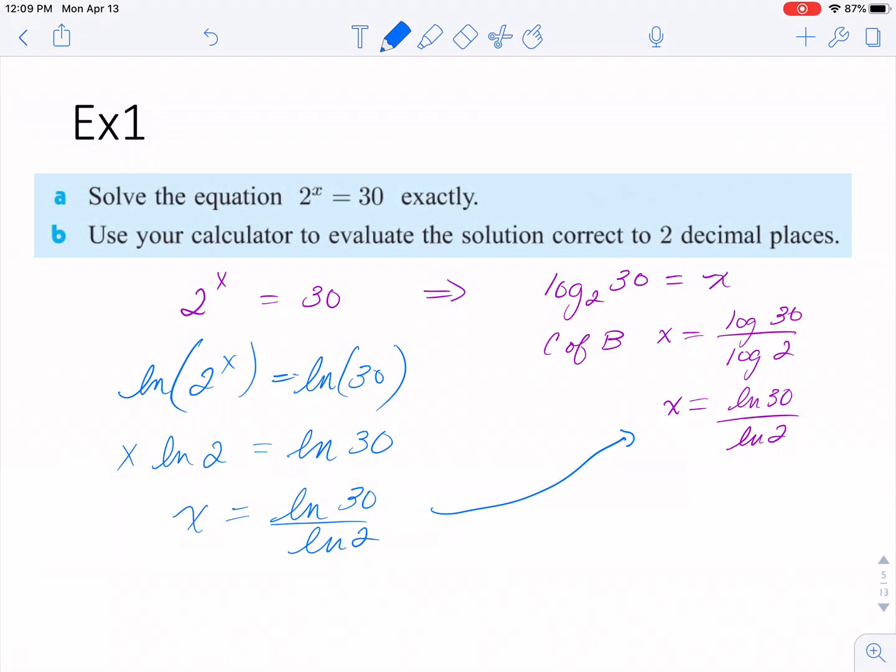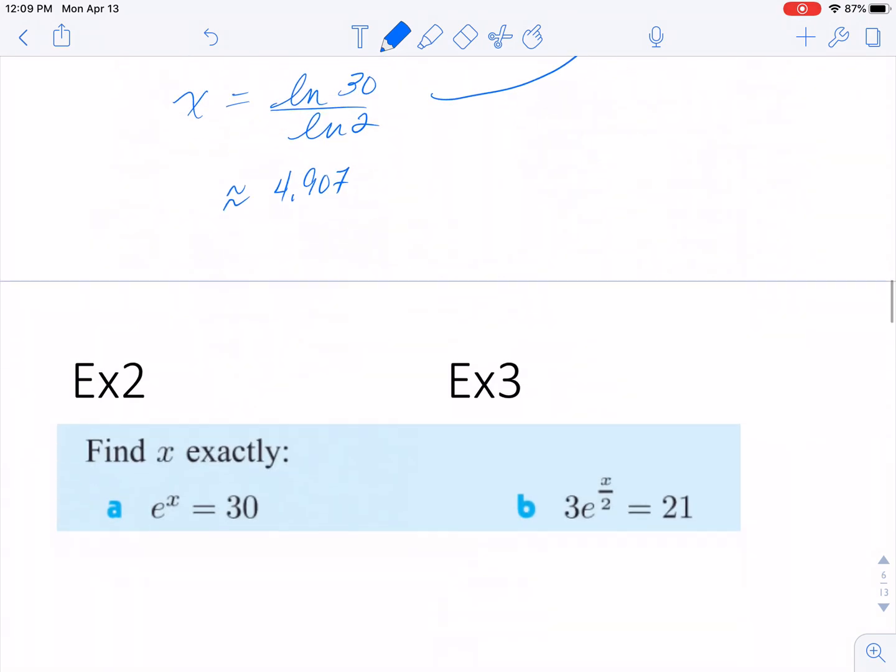equation as rewriting it using logs and then using the change of base formula. So the exact answer is ln of 30 divided by ln of 2. The approximation would be 4.907. So again, remember, you can always press pause, try to solve the equations on your own, and then actually watch the video to verify your answers. All right.